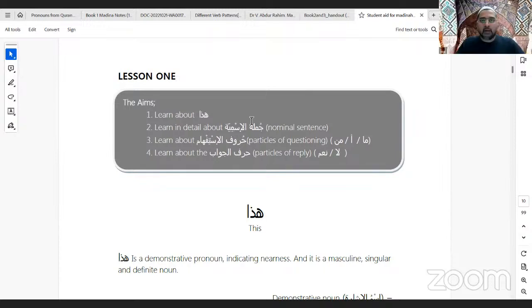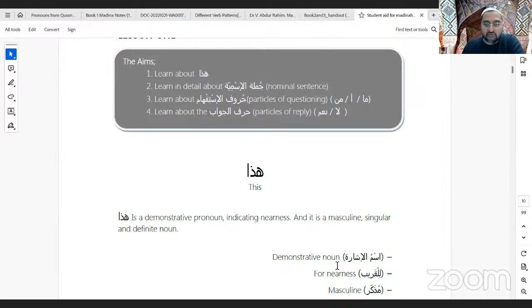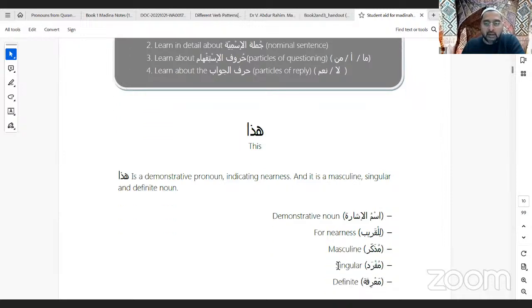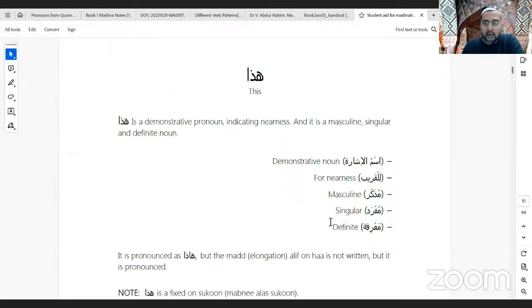Okay. Now, in lesson number 1, we focused on hadha itself. And hadha is the demonstrative noun, and it refers to something which is close. Hadha is mudhakkar for something near, singular, and it is ma'rifatun. Now, when I mean ma'rifah, there are certain nouns in the Arabic language which can start a sentence. Hadha is one of those nouns which can start a sentence. So not all nouns can start a sentence.